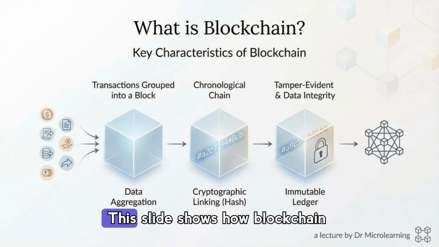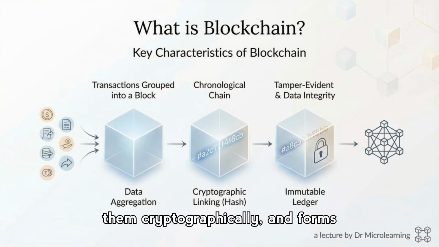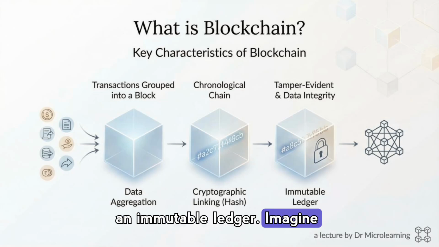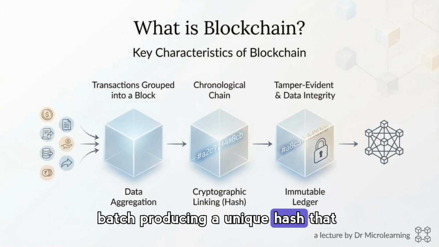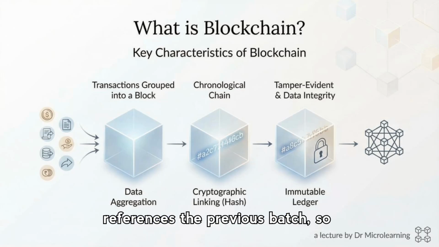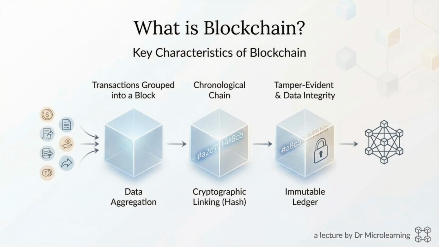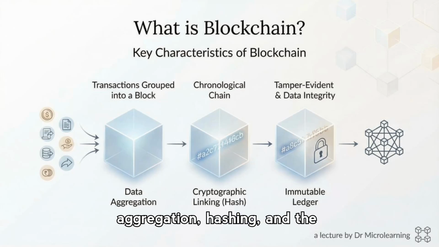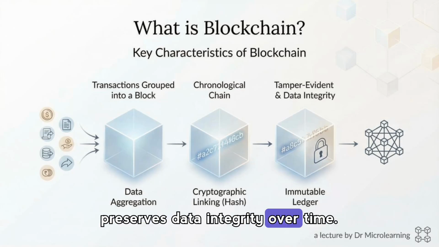technical jargon. This slide shows how blockchain groups transactions into blocks, links them cryptographically, and forms an immutable ledger. Imagine transactions being batched, each batch producing a unique hash that references the previous batch, so any change would break the chain. The diagram on screen highlights aggregation, hashing, and the resulting tamper-evident ledger that preserves data integrity over time.